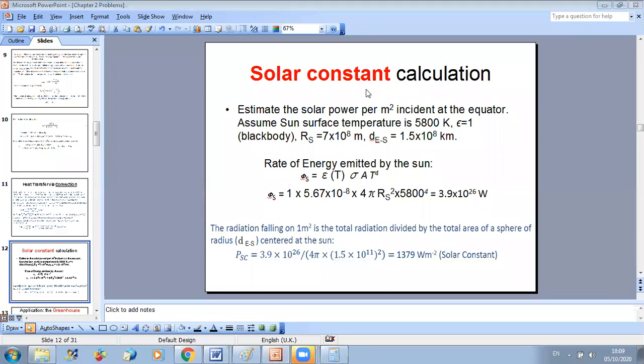Okay, now we will move to another problem. This problem will allow us to calculate the solar constant. What is the solar constant? The solar constant is an estimate of the solar power per meter square incident at the equator level.